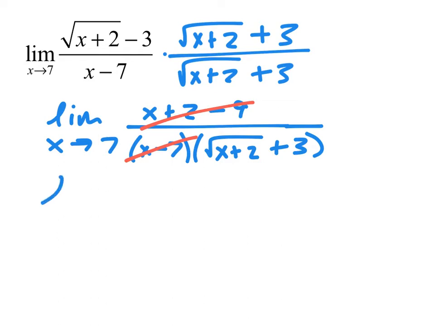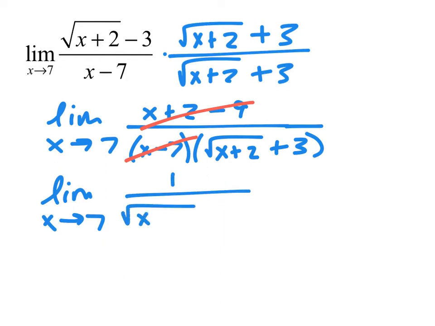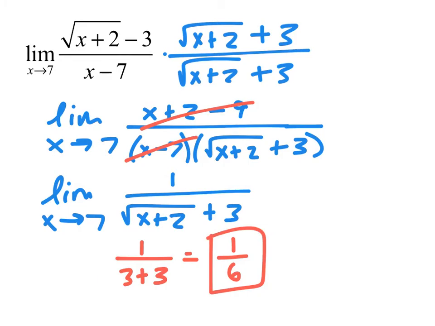So rewriting this limit, I have the limit as x is approaching 7 of 1 over root x plus 2 plus 3, and then just go back and plug in the 7. So now I have 1 over root 7 plus 2, which is 9, root 9 is 3, plus 3. I can drop the limit notation because now I've actually evaluated the limit at x equals 7. And so my final answer would give me 1/6.